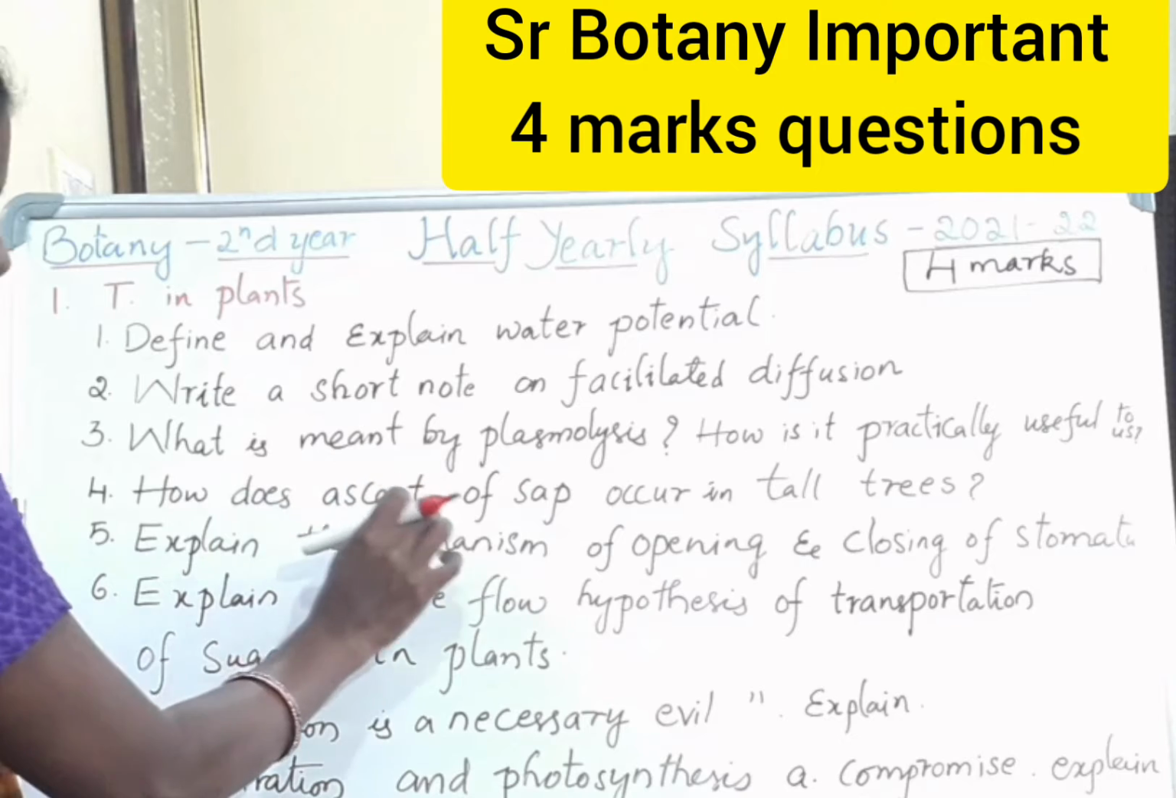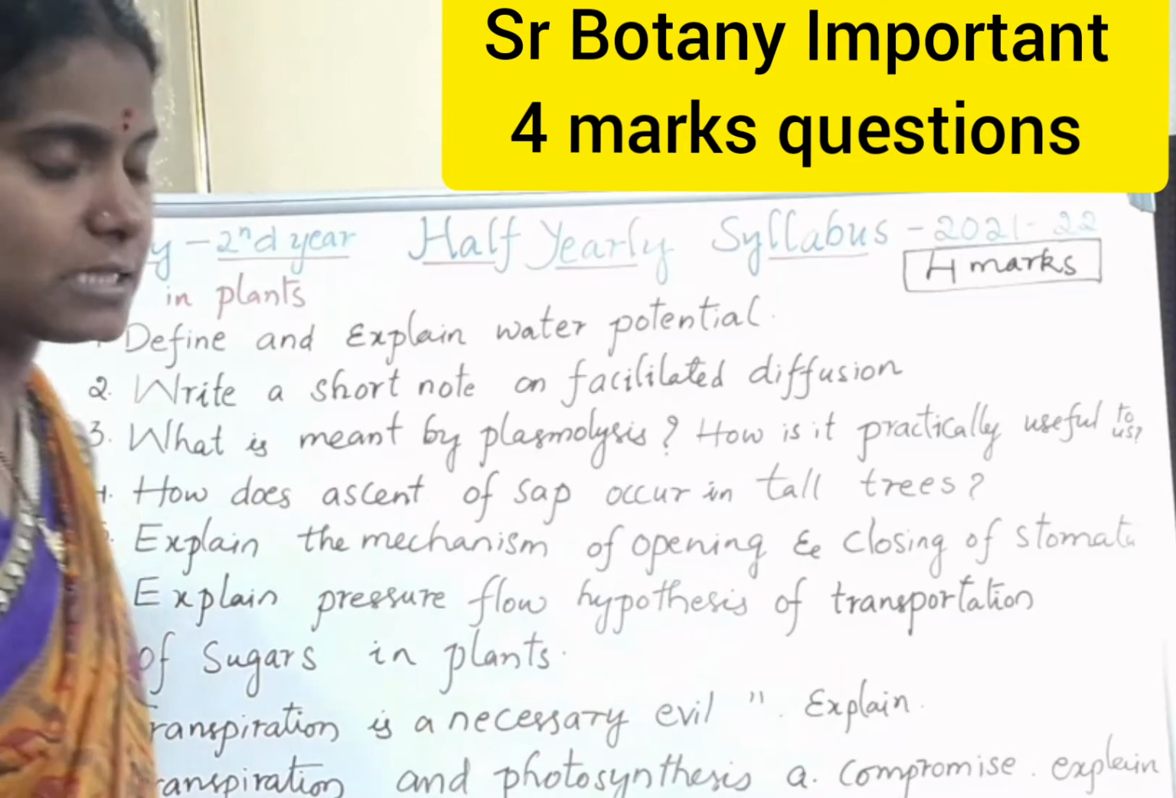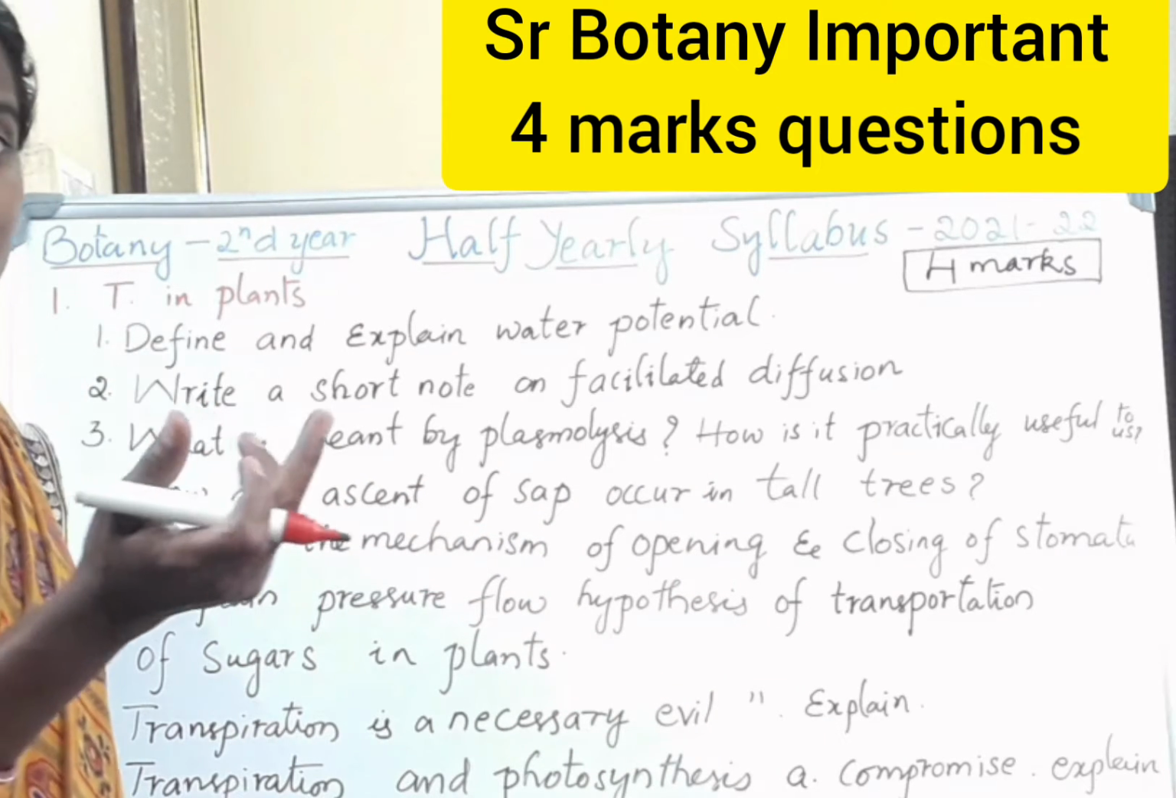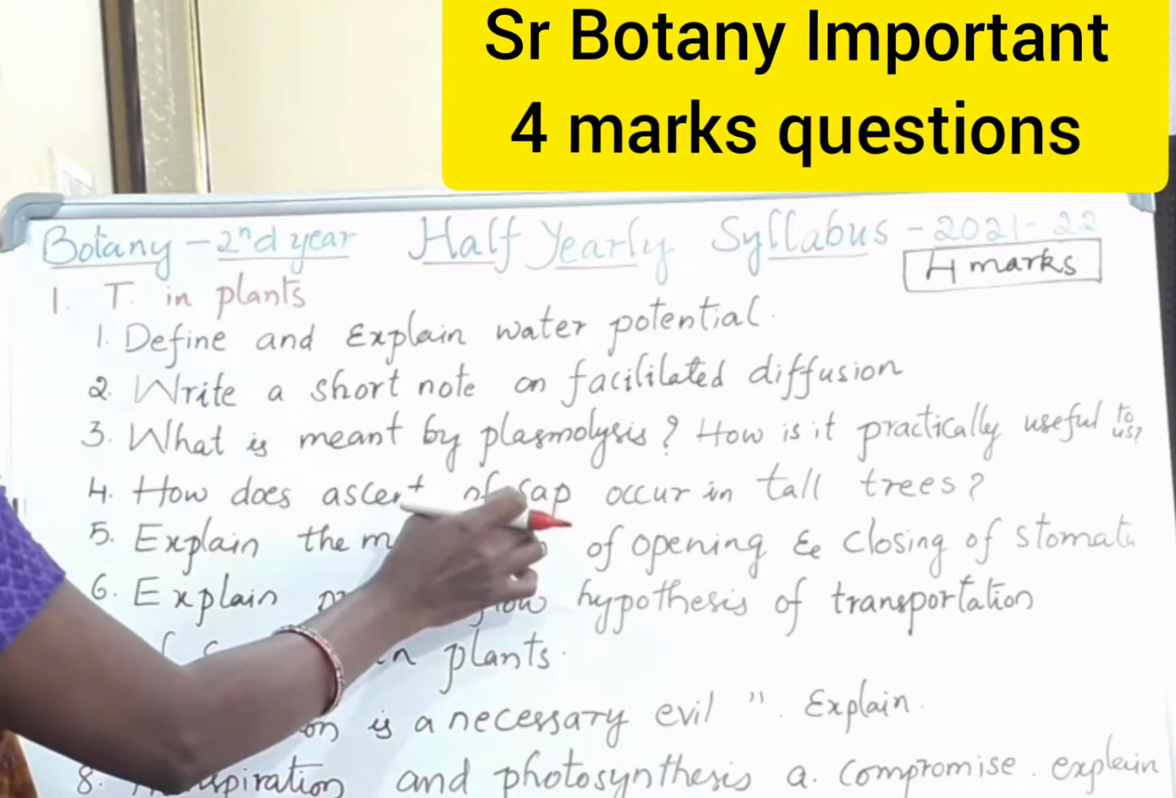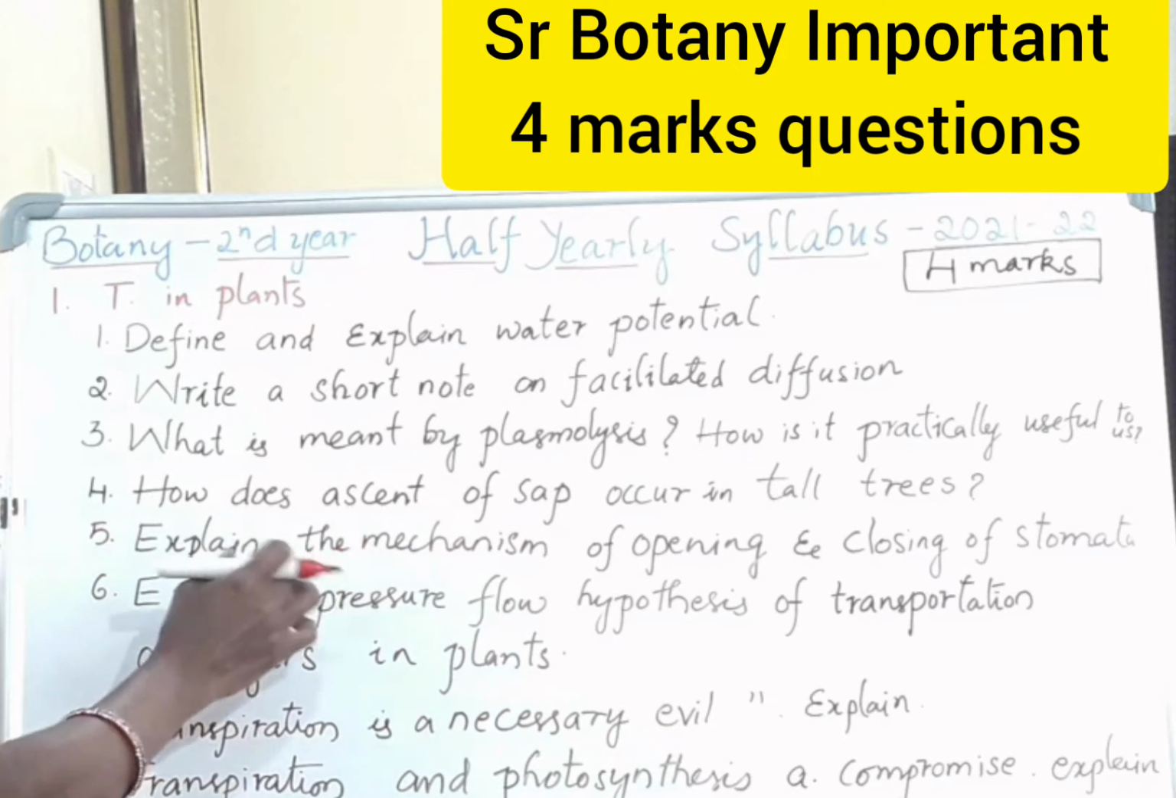So next, ascent of sap occurs in tall plants, tall trees. So how tall trees get water with the help of ascent of sap, we should explain.